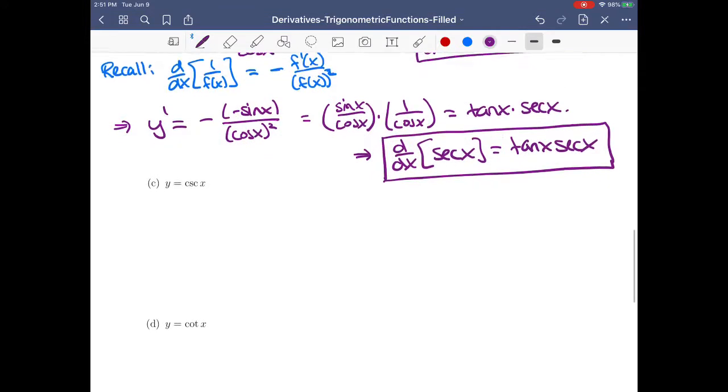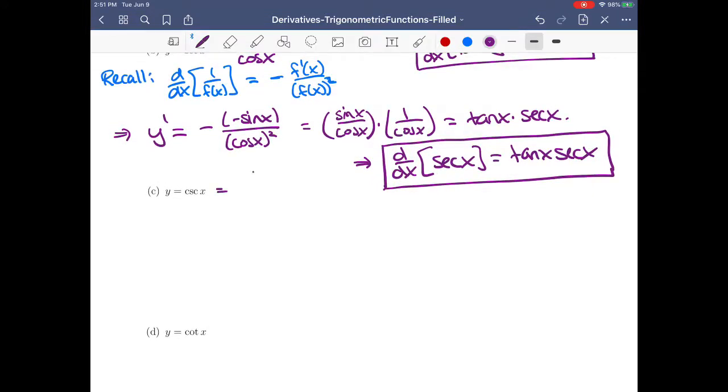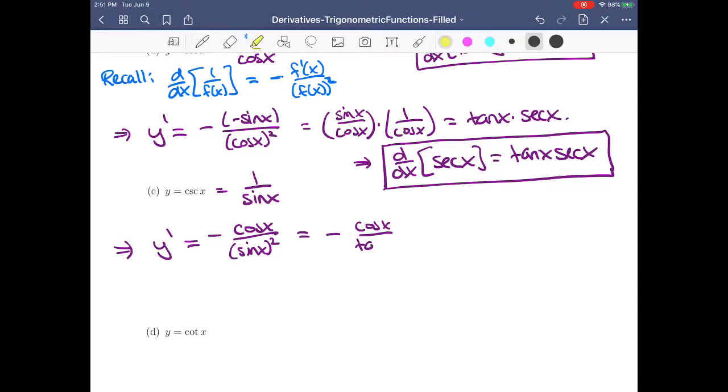So two more. Cosecant is 1 over sine x. So using the rule above, y prime is going to be negative cosine x over sine x squared. So if I rewrite this, it's cos x over sine x times 1 over sine x. So I end up getting negative cotan x times cosecant x as my derivative.